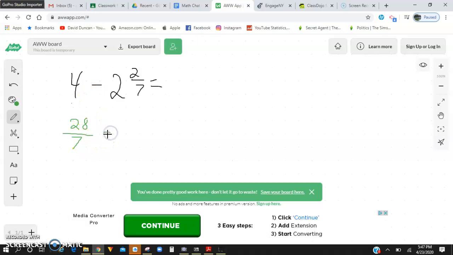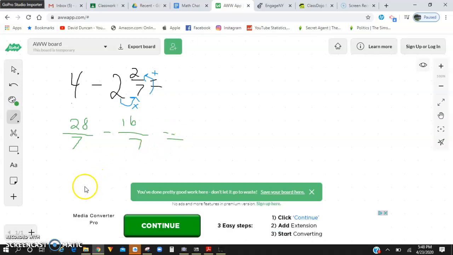Now I'm going to bring down this mixed number right here, but before I bring this down as a mixed number, I want to actually convert it to an improper fraction. And to convert it into an improper fraction, I need to multiply that whole number by my denominator. So 2 times 7 is 14. Then I take that product and I add it to my numerator. So 14 plus 2 is going to get me 16. So I'm going to rewrite that as 16 sevenths.